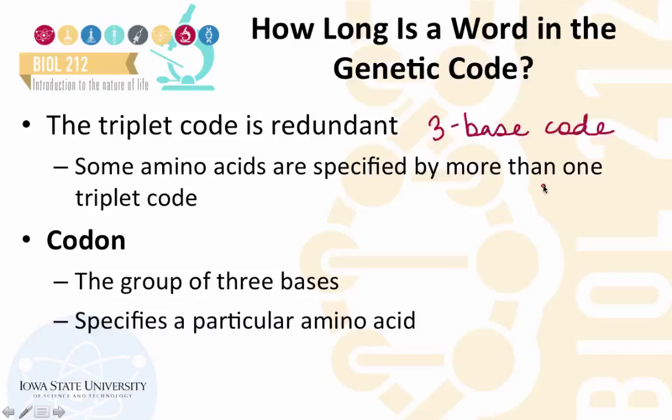This triplet code is redundant, meaning that some amino acids are specified by more than one triplet code. And this 3-base sequence is called a codon. Each codon specifies for one amino acid.